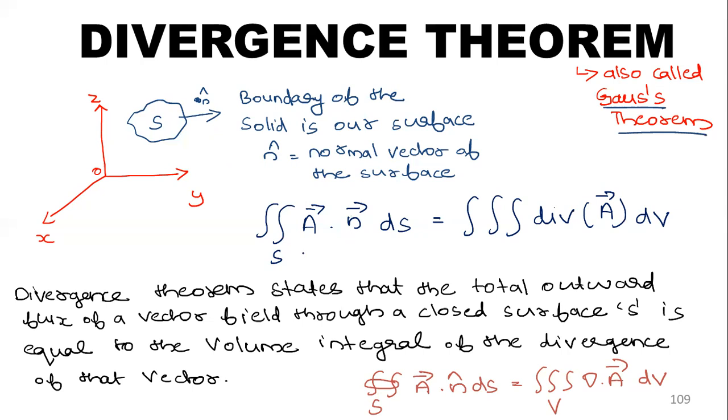So what does divergence theorem state? Divergence theorem states that the total outward flux of a vector field, so the vector is A, the total outward flux of a vector field through a closed surface S, so this is our closed surface S, is equal to the volume integral of the divergence of that vector.